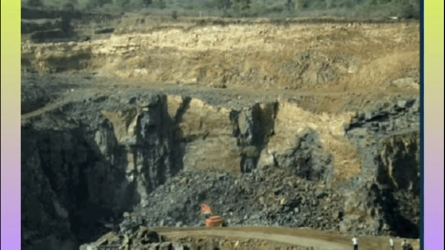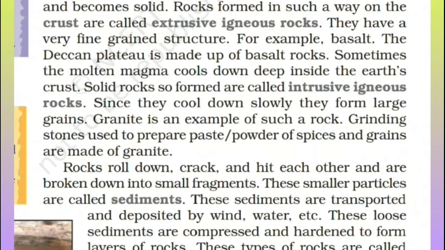Plateau. Sometimes the molten magma cools down deep inside the earth's crust. Solid rocks so formed are called intrusive igneous rocks. Since they cool down slowly, they form large grains. So, what happens? The molten magma, when it cools down inside the earth's crust, it forms the intrusive igneous rocks.